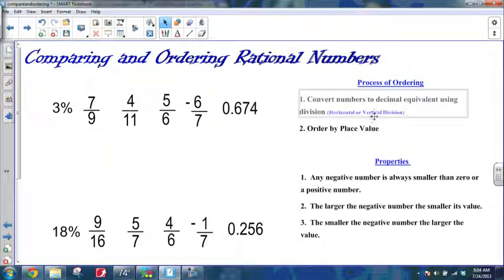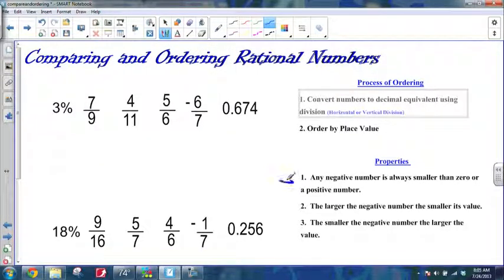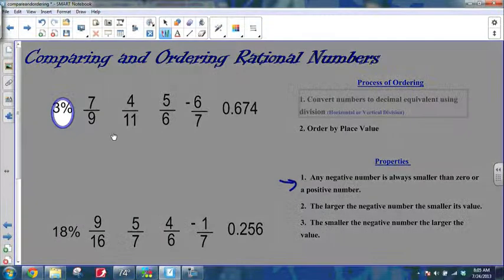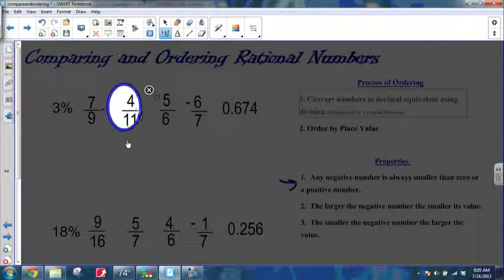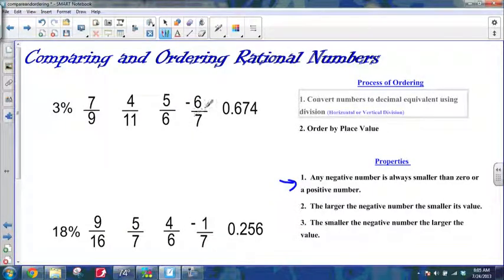So number 1, we're going to convert all these numbers to decimal. Now, we have to keep in mind our properties. And one of our properties states that any negative number is always smaller than 0 or a positive number. So the first thing I like to ask myself is, do I have any negative numbers? Well, there's a negative number, -6/7. So this number is negative and all the other numbers are positive, so that automatically makes this the smallest number, -6/7. We're comparing this from least to greatest.